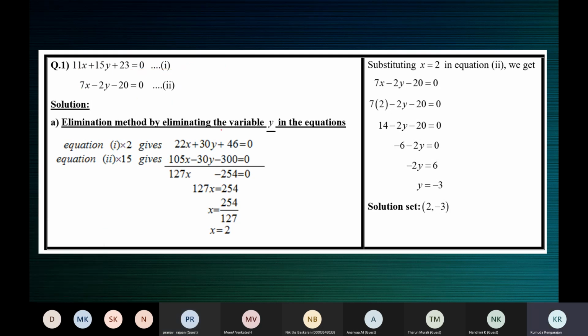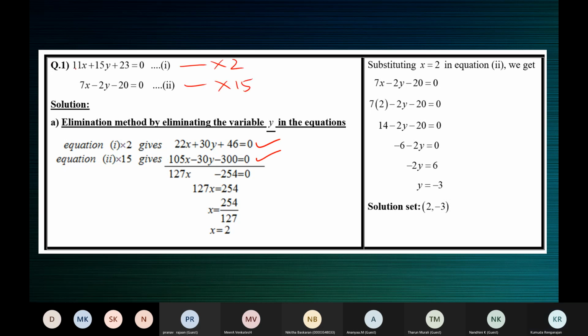All right, children. So here we are eliminating the variable y. We've equated the coefficients of y in both the equations. We have 13 in both. So equation 1 into 2 gives this one, and equation 2 into 15 gives this one. Let's do it.